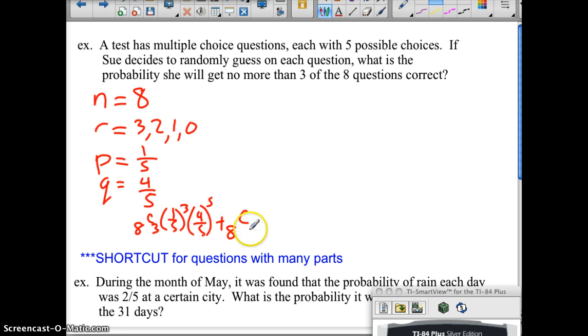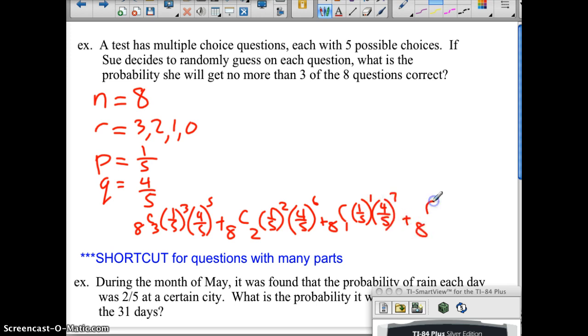8C2, 1/5 squared, 4/5 to the 6th, plus 8C1, 1/5 to the first, 4/5 to the 7th, plus 8C0, 1/5 to the 0, 4/5 to the 8th.